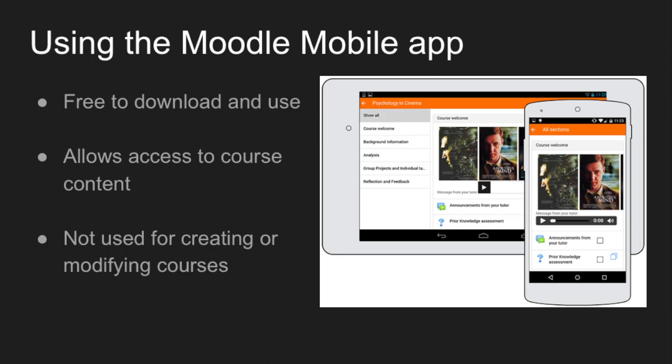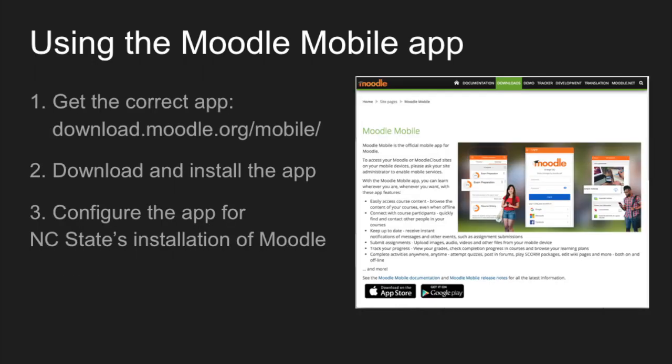First, let's take a look at how to get the mobile app and how to set it up. To be sure you're downloading the correct app, go to this URL first, download.moodle.org/mobile. There you'll find the links to the official Moodle mobile app for your iOS or Android device. Click the link for your platform and then download and install Moodle Mobile from the App Store just like you would with any other app.